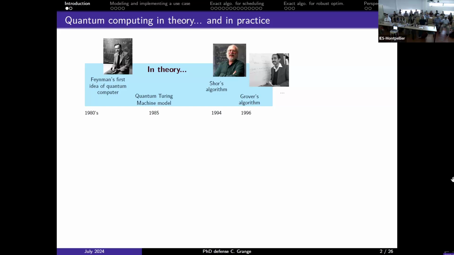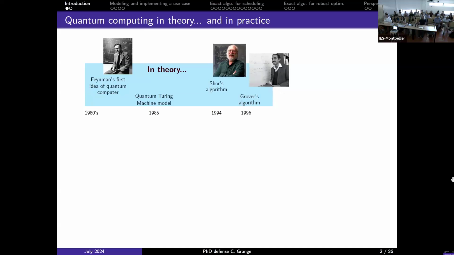Why? Well, first, because this is an algorithm that provides an exponential speedup compared to the classical resolution. But also it tackles a hot topic, which is cryptography. Mainly this algorithm enables to factorize integers into prime numbers. After this algorithm, many others came, and one which is important is the algorithm of Grover, which provides a quadratic speedup in order to look for an element in an unstructured base.